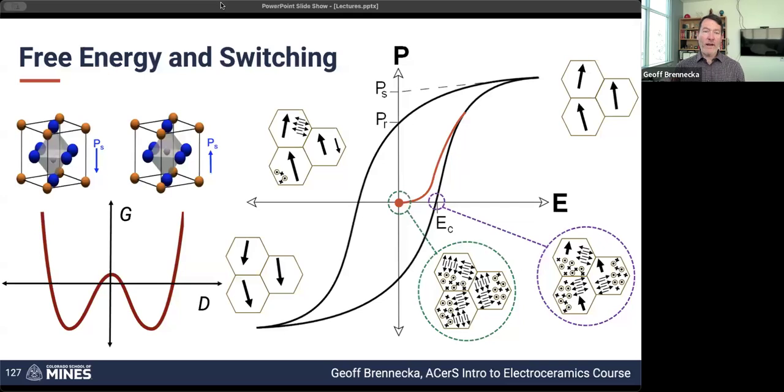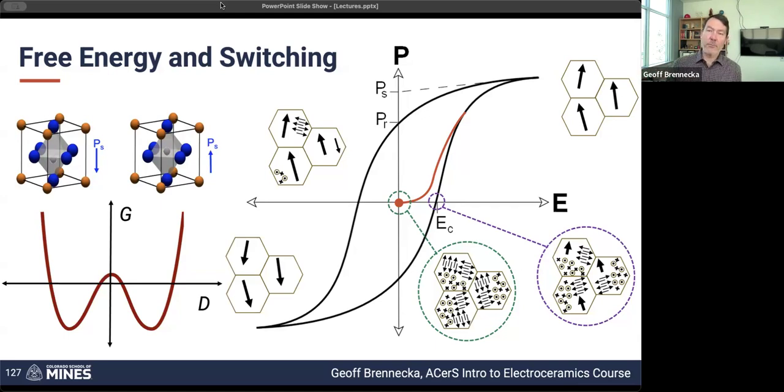So a quick reminder about this. We talked a while ago, I guess the very end of the last talk and the beginning of this one, about the kinetics of this switching process. And I mentioned that seeing how these samples and different materials respond to different frequencies can tell you a lot about what's happening inside of the grains and at the domain level.